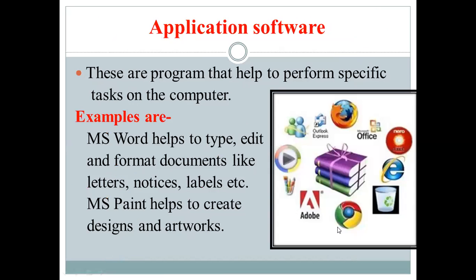Now the next one is application software. These are programs that help to perform specific tasks on the computer. For example, MS Word helps to type, edit, and format documents like letters, notices, and labels. MS Paint helps to create designs and artworks. Adobe Photoshop helps us to edit photographs and all. Internet Explorer helps us to search something on the computer. This application software package usually contains a CD and an instruction booklet.